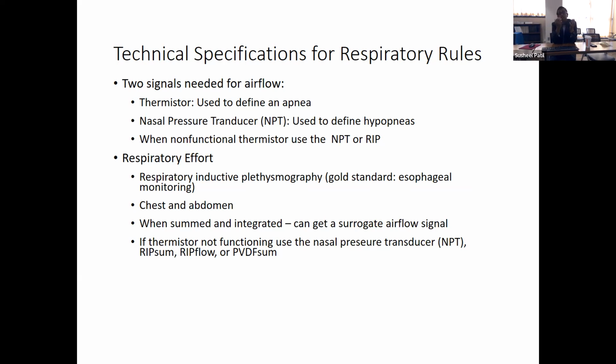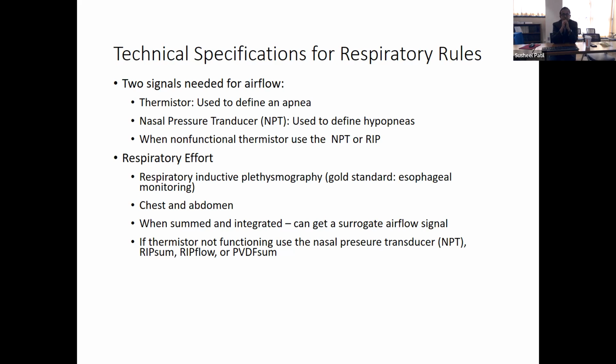And so if it were, when you sum the effort belts between the chest and abdomen and integrate that signal, you can actually get a surrogate airflow signal. There are some systems that, when the nasal pressure transducer signal is not working but they have two belts, may derive an airflow signal from those two effort belts for you. So that can be a backup channel for you to look at.